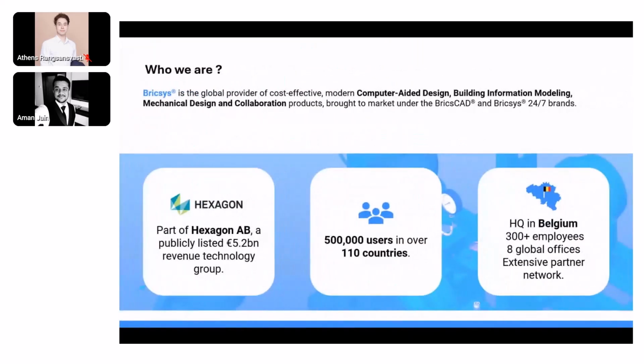So just to introduce Bricsys as an organization, we are a provider of cost-effective modern CAD, building information modeling, mechanical design, and collaboration products brought to the market under the BricsCAD and Bricsys 24/7 brands. We are now a part of a large conglomerate called Hexagon AB, which is almost a 5.2 billion euros revenue technology group with about 500,000 active users in over 110 countries. That shows the acceptance BricsCAD is receiving worldwide. We as a company are headquartered in Belgium with about 300 plus employees in 8 different global offices and a very strong, extensive partner network system across the countries that we're serving in.